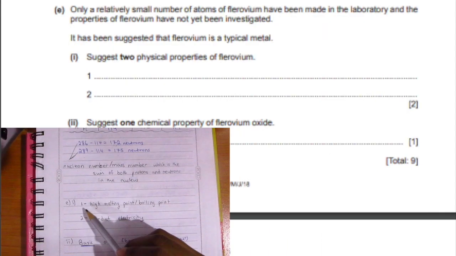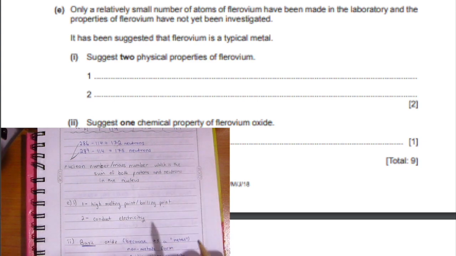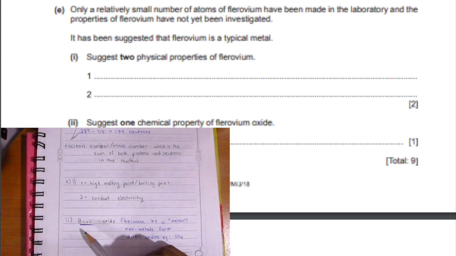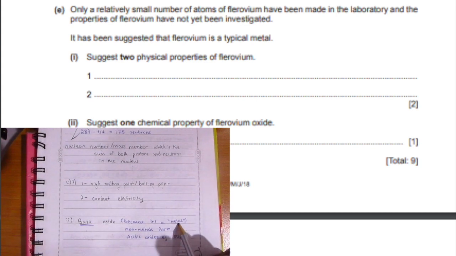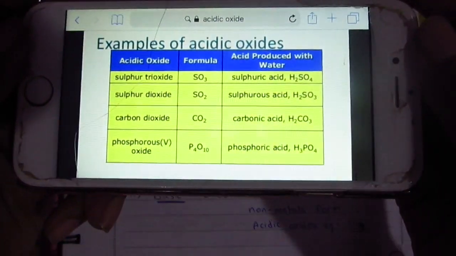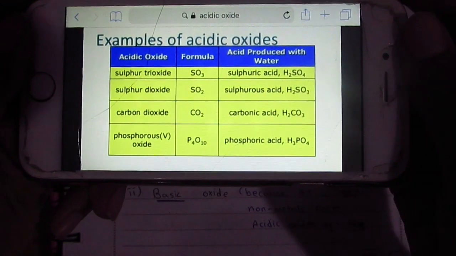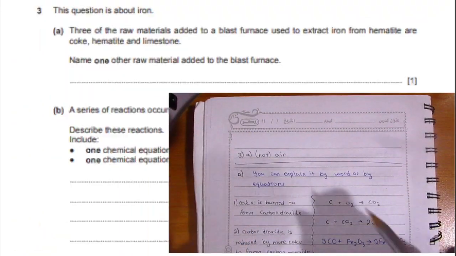Alright, so then part E suggests two physical properties of flerovium. They told us that it acts like a typical metal, so it can have a high melting point or boiling point, and that it can conduct electricity. Now, we're going to suggest the chemical property of flerovium oxide is going to be basic, because it is a metal, right? And non-metals have acidic oxides, for example, sulfur trioxide. So I'll just show you a couple examples. You have sulfur dioxide, carbon dioxide, phosphorus(V) oxide. All of them are acidic oxides because they're non-metals.